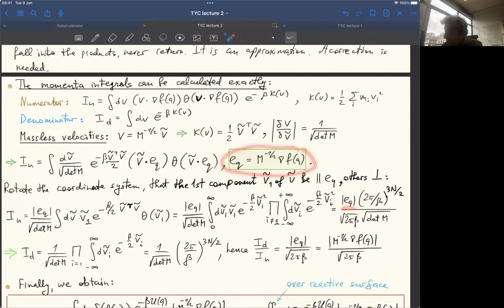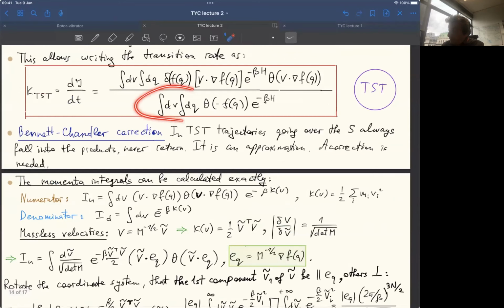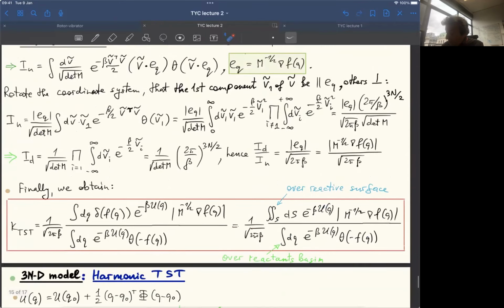If you do this integration, you will obtain this result, where this e_Q is this vector. It's related to the normal of our auxiliary function, the normal to the dividing surface. And the same can be done for the denominator of that transition state theory expression. This calculation is much simpler. And in the end, you obtain something like that.